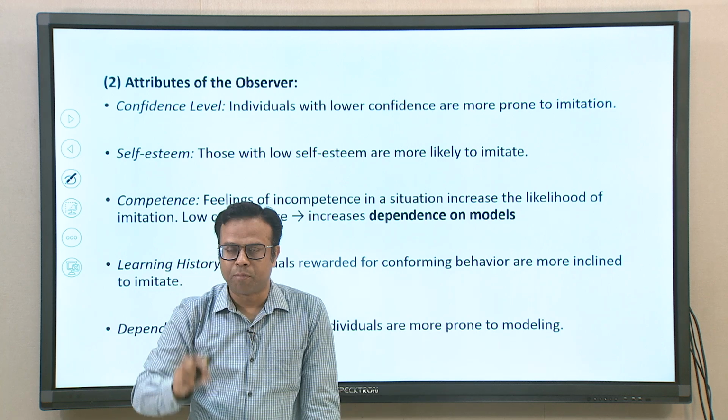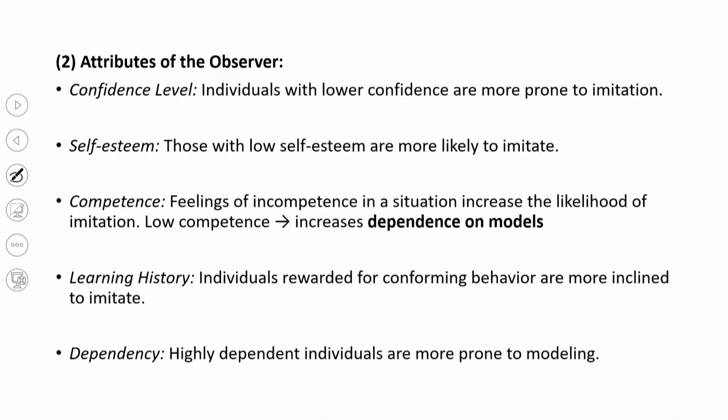So, one is characteristics of the model, second is attribute of the observer. What are the characteristics of the observer who is observing the model? Some of the factors should be there within that person also, which will facilitate or inhibit the observational learning. One is what is the confidence level of that person. Individuals with lower confidence are more prone to imitation. So, these are some of the factors which are very similar: confidence, self-esteem, competence. Like, the lower these factors are, the more likely the person is to imitate.